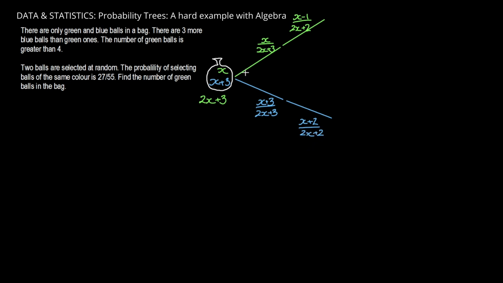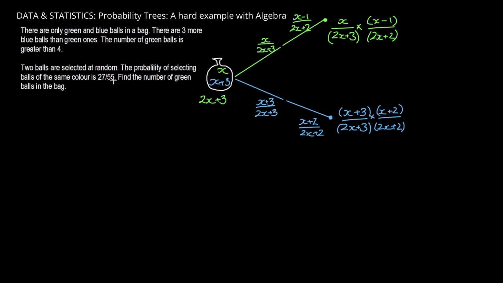So now we've got to work out the combined probability of getting 2 green balls. This will be the probability of getting the first green ball multiplied by the probability of getting the second green ball. In a similar way, to arrive at the blue destination of 2 blue balls, the probability is the multiplication again of the individual probabilities. So we get x plus 3 over 2x plus 3 multiplied by x plus 2 over 2x plus 2.